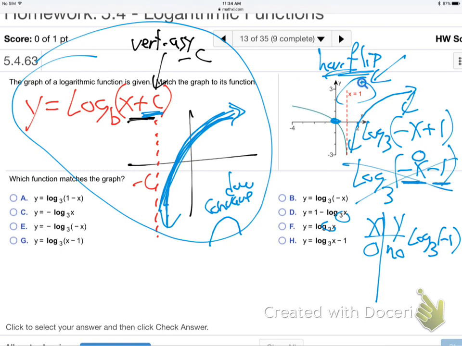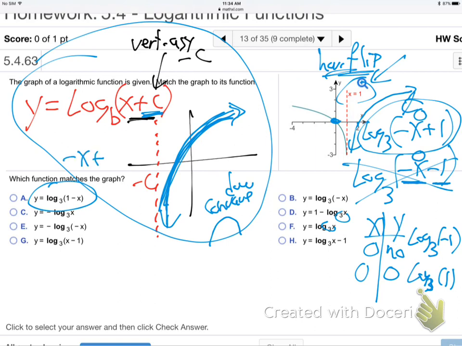Whereas if you put in 0 in the other one, you get log base 3 of plain 1, and that indeed is 0. That's right. So this is the one: log base 3 of minus x plus 1. So where's that one? Do you see it? They just turned it around. Minus x plus 1 is the same as 1 minus x. That's it right there. That's not easy, is it? Do you see all that? Makes sense on that?